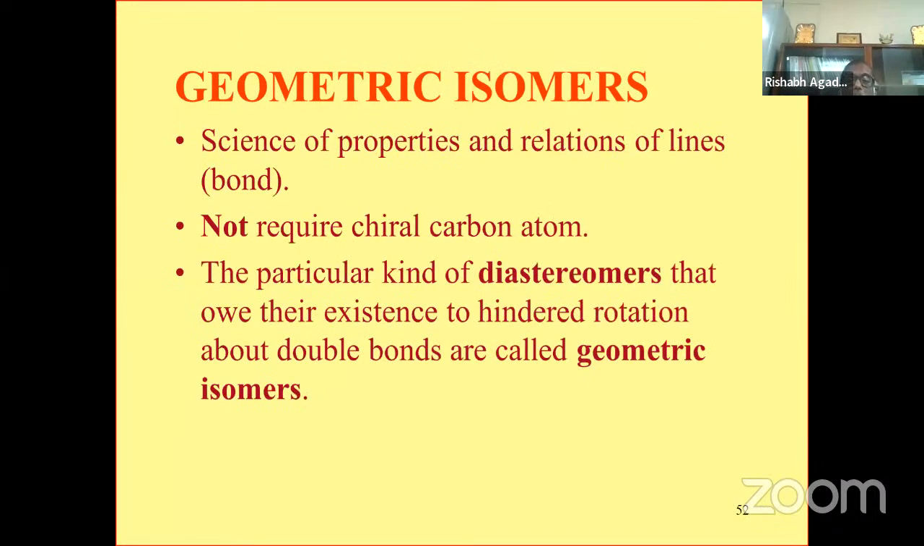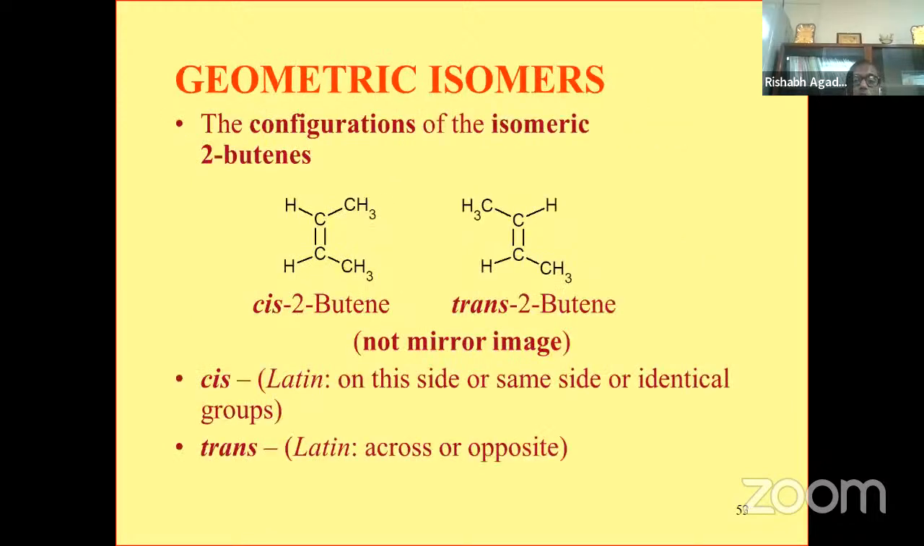Now geometry, geometric isomers: science of properties and relations of lines or bonds, that will be called geometry, and it does not require a chiral carbon atom. And the particular kind of diastereomers that owe their existence to hindered rotation about double bonds will be called geometric isomers. Now geometric isomers, the configuration probability of the isomeric 2-butenes.